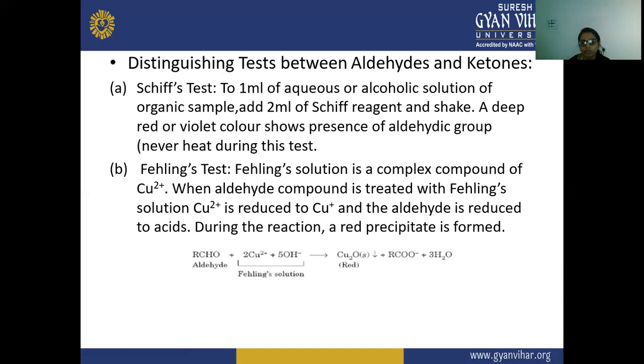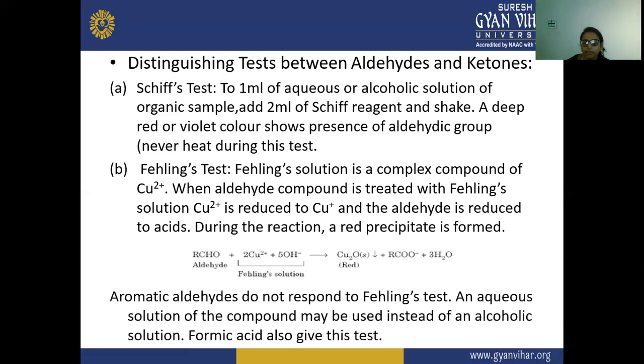In the reaction, you will see here this is Fehling solution, which contains copper 2 plus and OH negative. When this aldehyde is reacted with this Fehling solution, there is a formation of carboxylic acid, or you can say the carboxylate ion is formed, and this red precipitate is due to the presence of copper in this reaction. So these are the two tests that distinguish aldehyde and ketone.